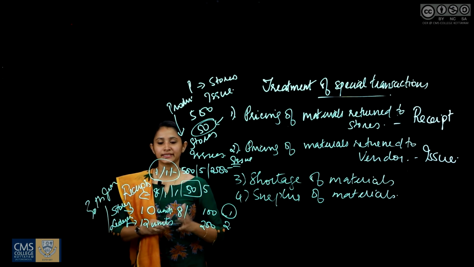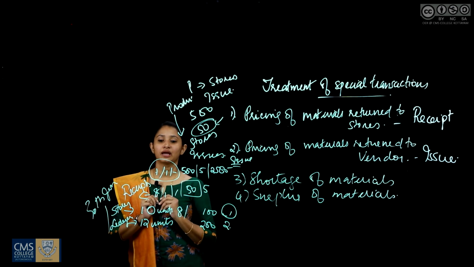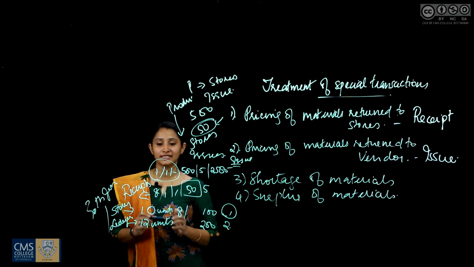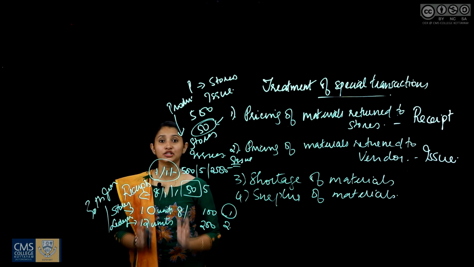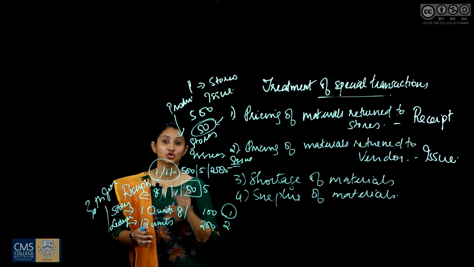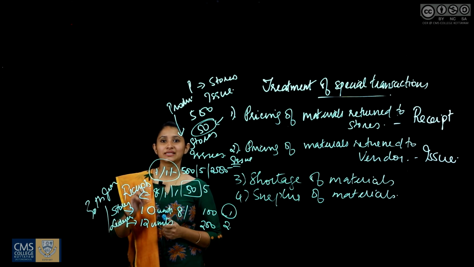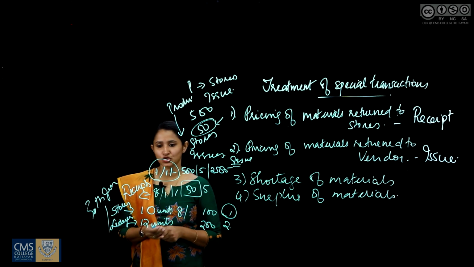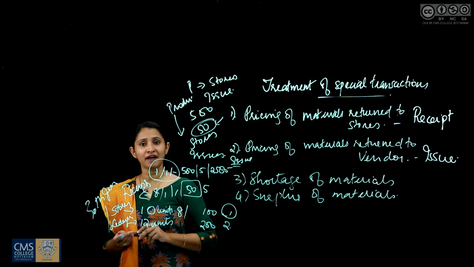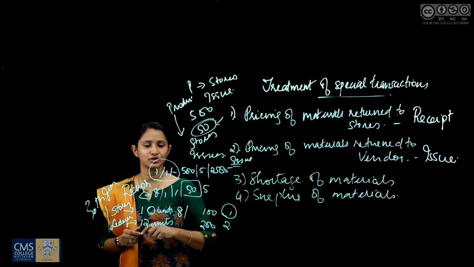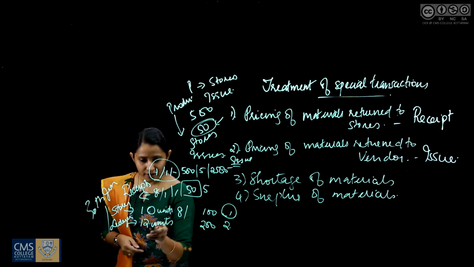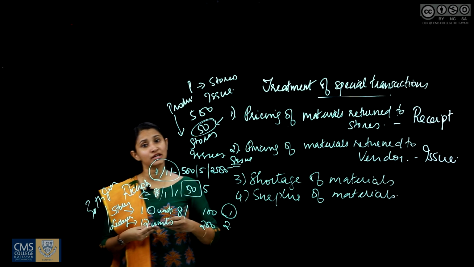So on 30th Jan there is a stock verification, and the stock verifier finds that there are actually 10 units in the stores. But the store's ledger shows that there are 12 units. That means there is a shortage of units. The ledger should have shown 10 units, but it shows 12, so we have to make a correction. Now how do you make that correction? We have to reduce this 12 back to 10.